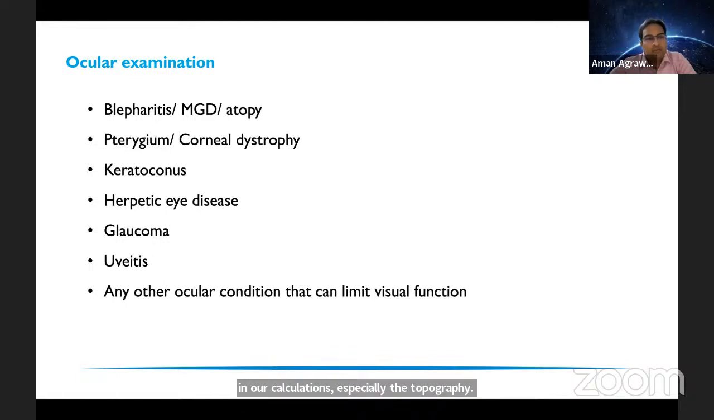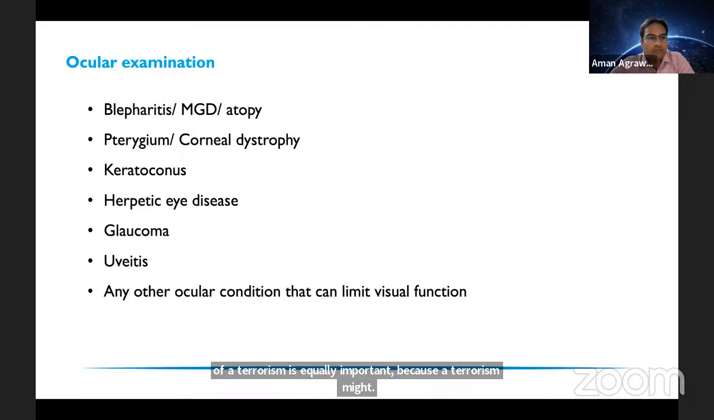Coming to ocular examinations, in brief, the ocular examination should be absolutely normal from anterior to posterior. It is very important to look at the lids as well, particularly the presence of blepharitis or a meibomian gland dysfunction, because these can be a source of infection, as well as diffuse lamellar keratitis. Presence of a pterygium is equally important, because a pterygium might cause difficulty in applanation with the suction cone. There can be incidence of suction loss.